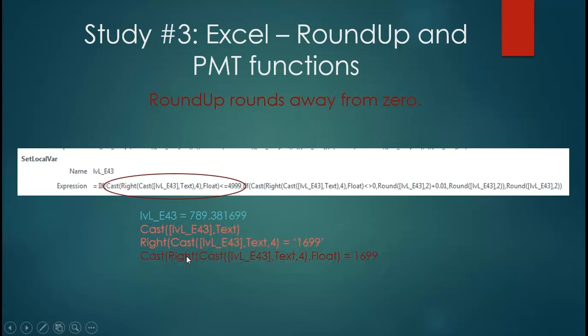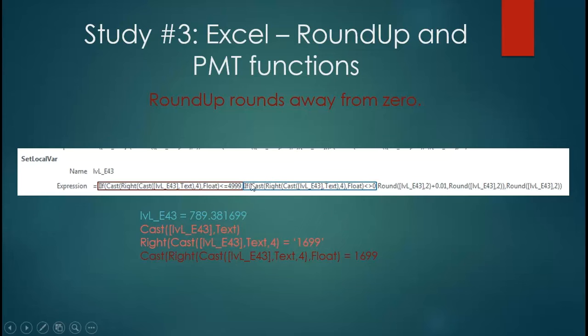Then we're going to cast it back to a number, except we're only casting that 1699. So now we've got 1,699 as our number that we're working with. And what we want to do is see, is that number 1699 less than or equal to 4,999? Because that would be the break point if we're having to round up, or if we're having to do nothing at all. So that's the first thing that we're checking for. Is that number less than or equal to that?